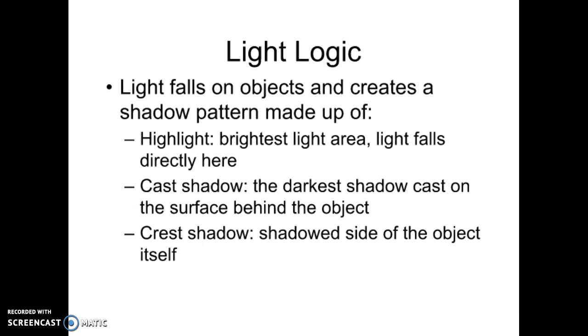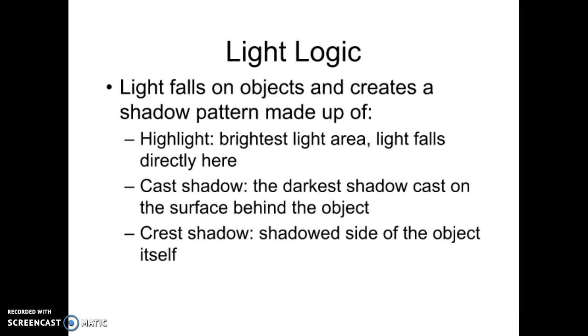The next portion of the light logic is called the cast shadow, and the cast shadow is the darkest shadow that's cast on the surface under or behind the object. If you stand outside on a super sunny day, the sun causes you to cast a shadow on the ground, right? So it's that shadow that's on the ground and under an object, or sometimes those shadows go up a wall. That is the cast shadow. It's the shadow of the object itself.